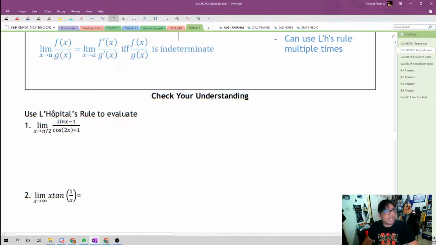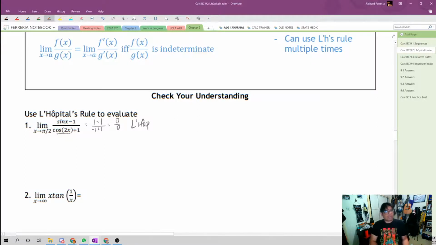Let's check our understanding. Use L'Hopital's rule to evaluate. So first of all, we need to make sure that this is indeterminate. So let's substitute pi over 2. Sine of pi over 2 is 1. So the numerator is 1 minus 1. Denominator, cosine of 2 times pi over 2, which is cosine of pi, which is negative 1. Negative 1 plus 1, yeah, that's 0 over 0. So it's time for us to use L'Hopital's rule.